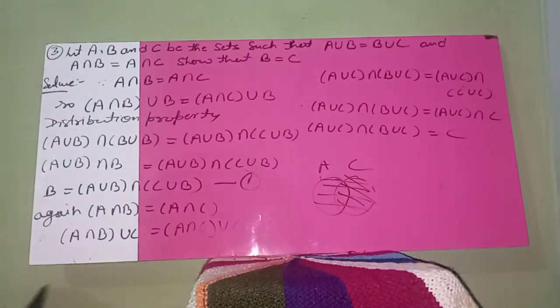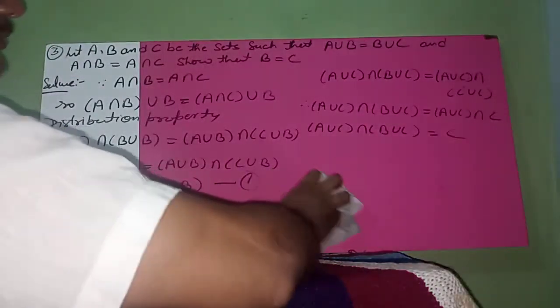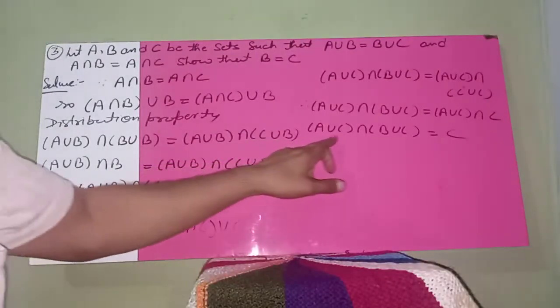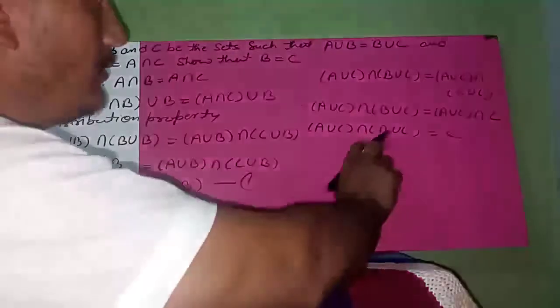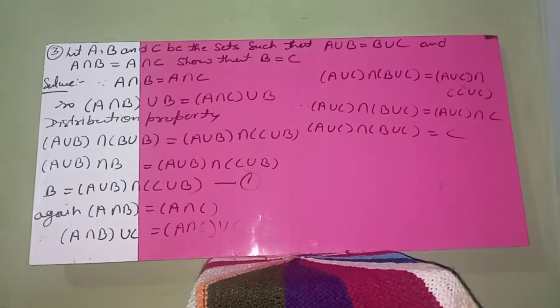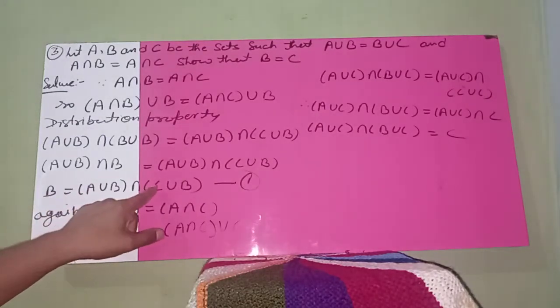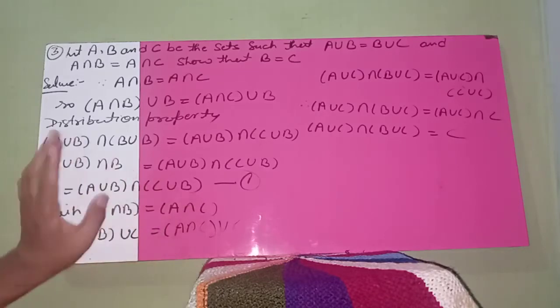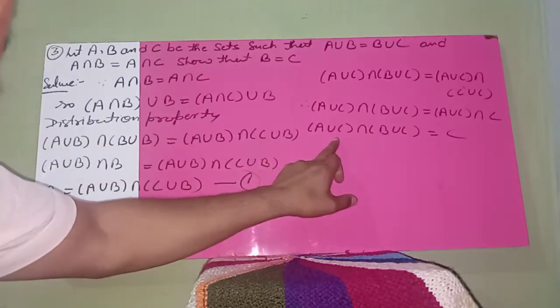OK, now after that the question says, what does it mean, B union C? What is B union C here? Because in equation number first, A union B, OK, and C union B. OK, clear. So now A union C.